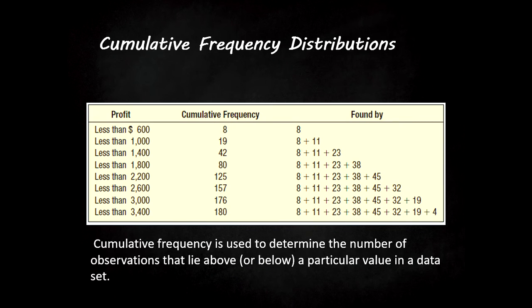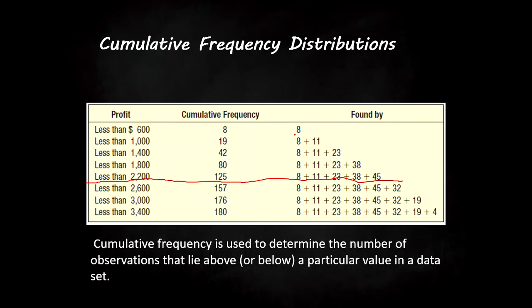Okay, next. This is called a cumulative frequency distribution. A cumulative frequency distribution is really beneficial if you want to see, for instance, the number of observations below a particular point. And notice I say less than 2,200. I don't say less than or equal to 2,200. So if I were to ask you, what are the total number of observations less than 2,200? That's going to be 125.